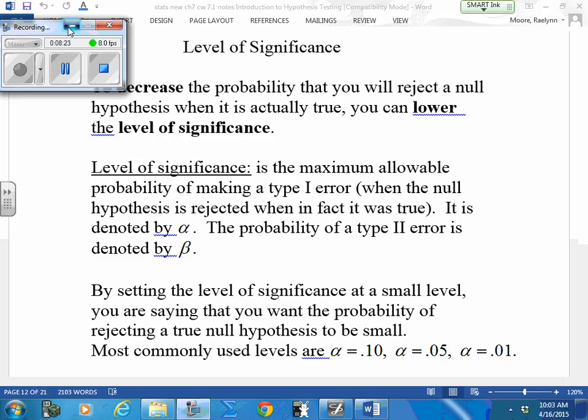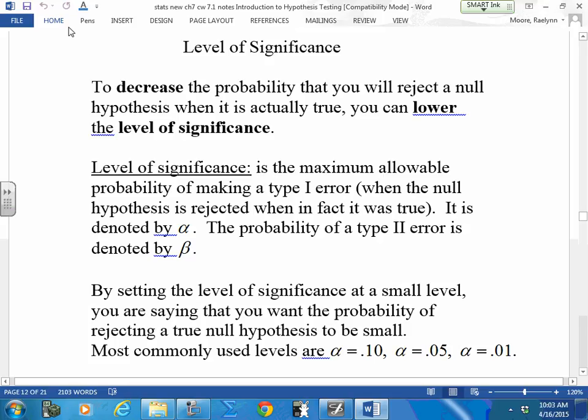So you get your level of significance. And I'm on page 353. So just read the top of 353 with me for a minute.